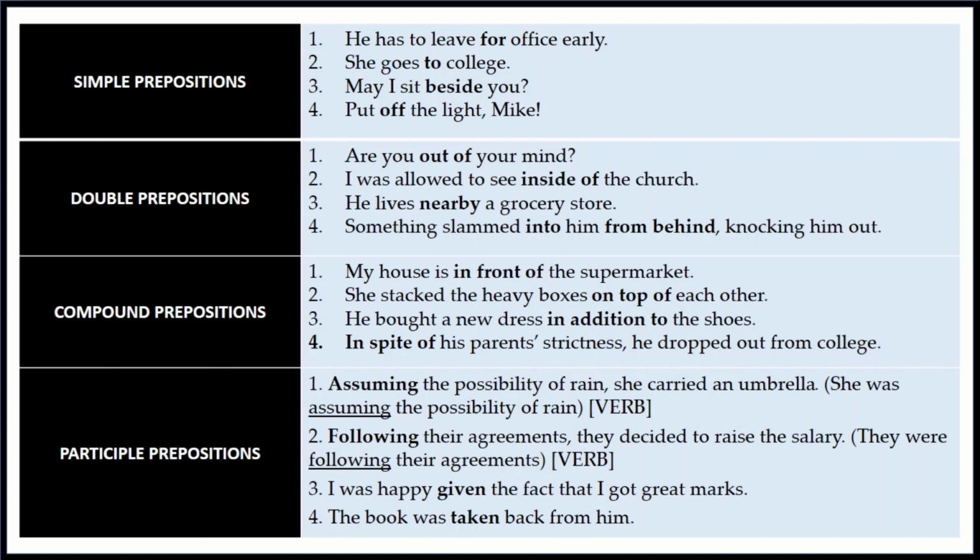Then we have some examples of participle prepositions. For example, assuming the possibility of rain, she carried an umbrella. Over here, assuming is a participle preposition because it is a present participle. But if we have a sentence like, she was assuming the possibility of rain, here assuming is functioning as a verb. It is not a participle preposition because she was, it's a subject, assuming, verb, the possibility of rain, object.